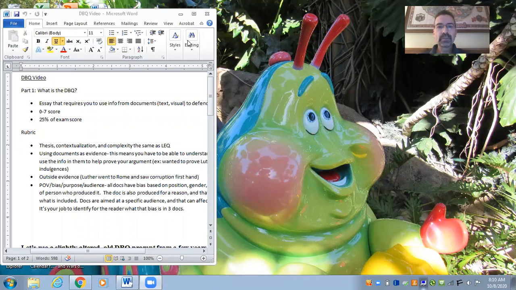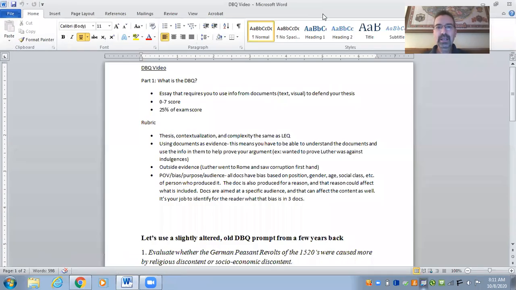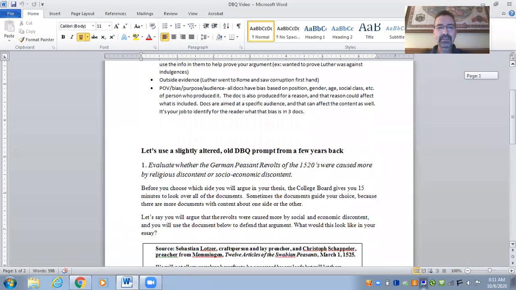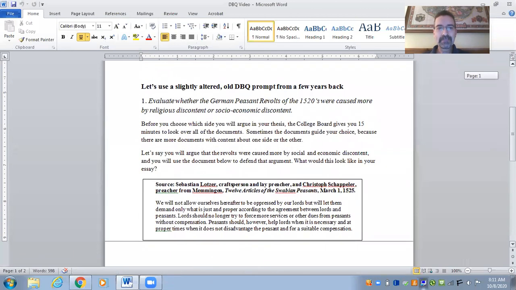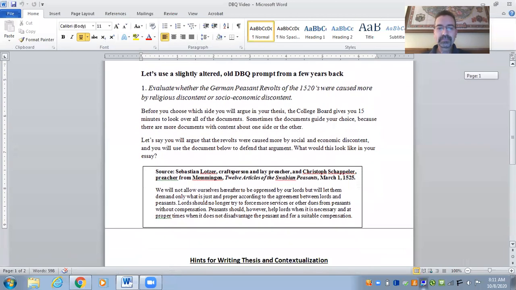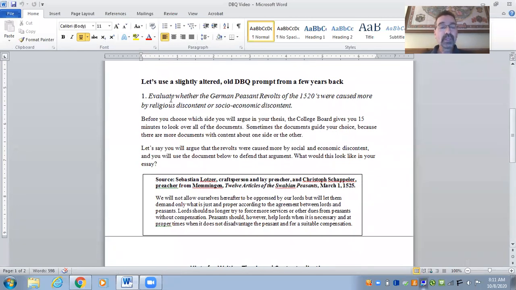All right. So a few years back, this was actually a prompt that was given by the College Board. I just happened to alter it a little bit so that it fits more like the kind of prompt we would see today. Okay, so here's what the prompt asks you to do. It says, evaluate whether the German peasant revolts of the 1520s were caused more by religious discontent or socioeconomic discontent. In other words, why did peasants rise up?